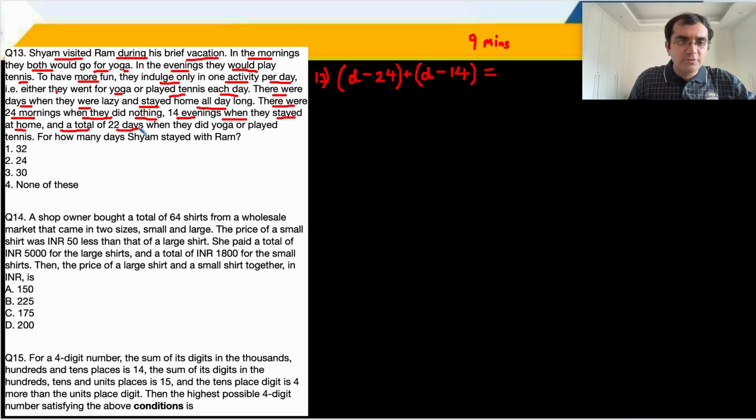And a total of 22 days when they did yoga or played tennis, which is basically that they did something. That's all. Solve for D. 24, 38, 58, 60. 2D is 60. D is equal to 30. That's the right answer.